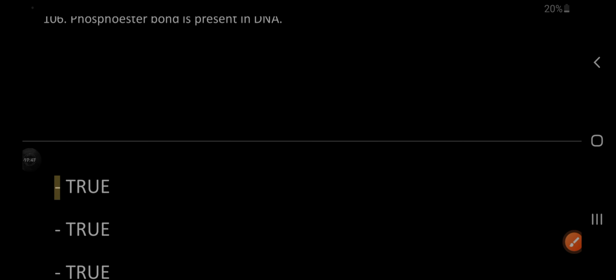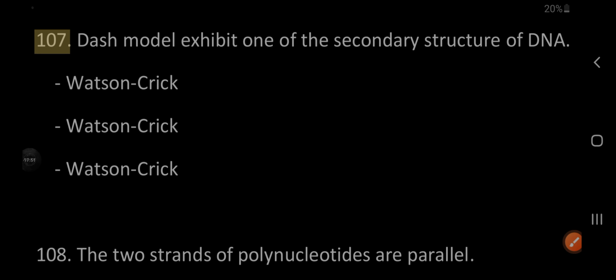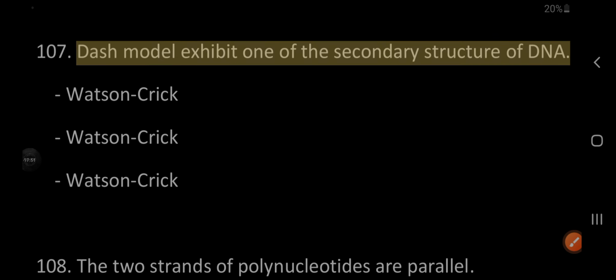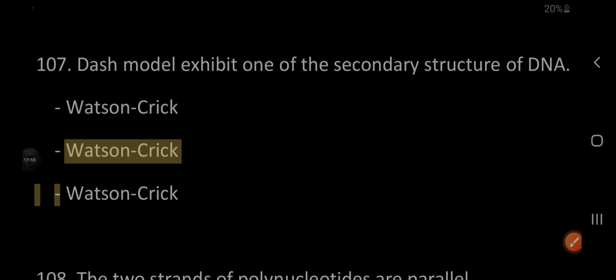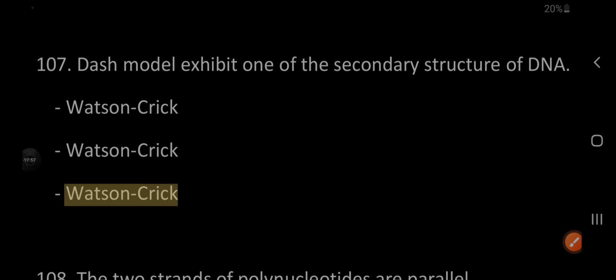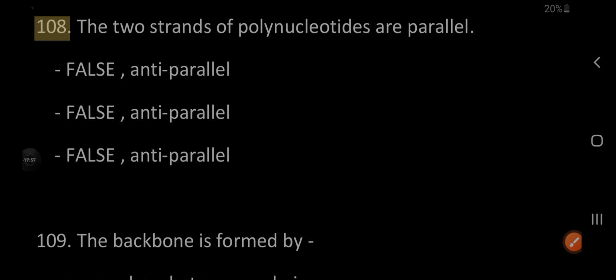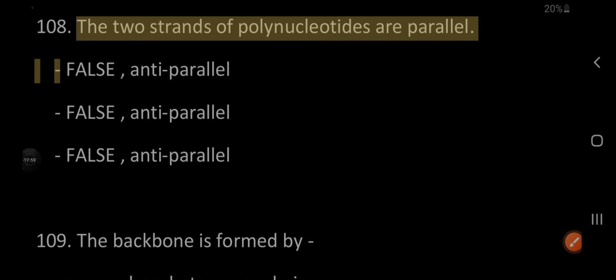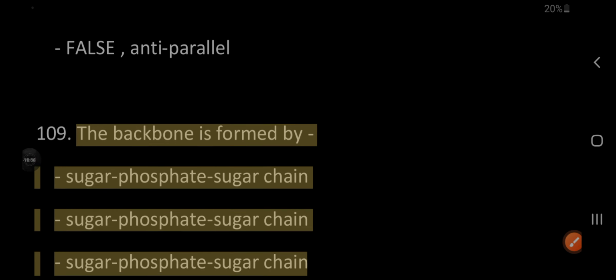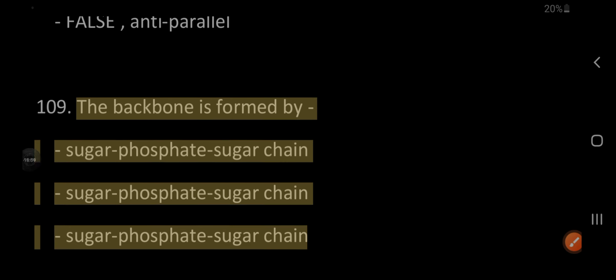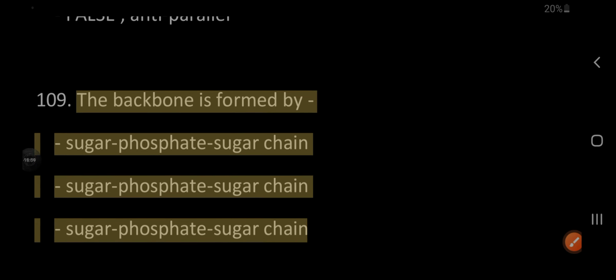106. Phosphoester bond is present in DNA. True. 107. Dash model exhibit one of the secondary structure of DNA. Watson-Crick. 108. The two strands of polynucleotides are parallel. False, anti-parallel. 109. The backbone is formed by sugar-phosphate sugar chain.